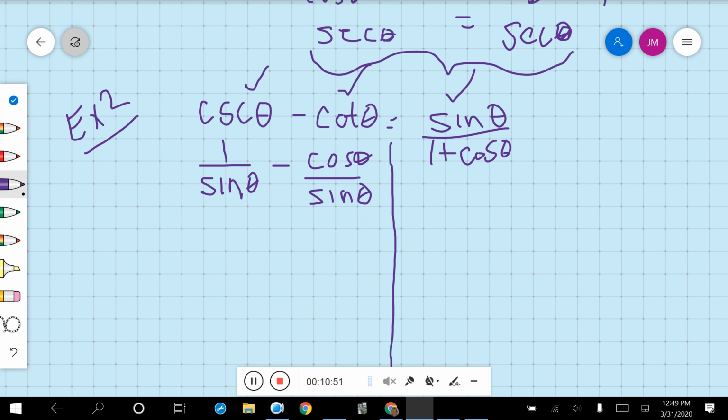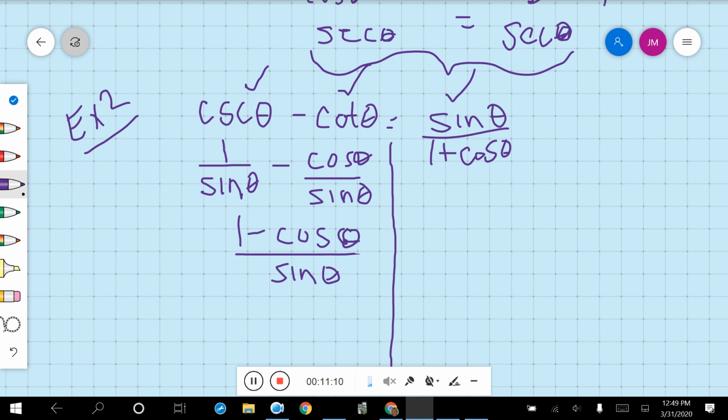So once they have common denominators, I combine the numerators and put it over the common denominator. Okay, now here's where the little trick comes into play.